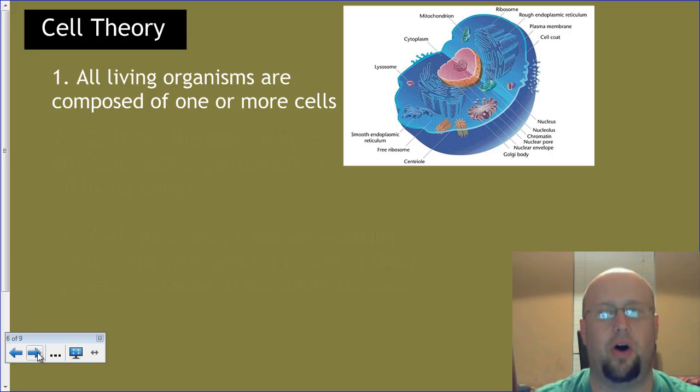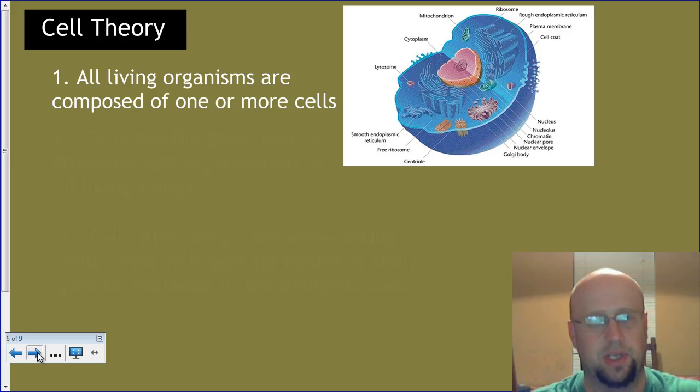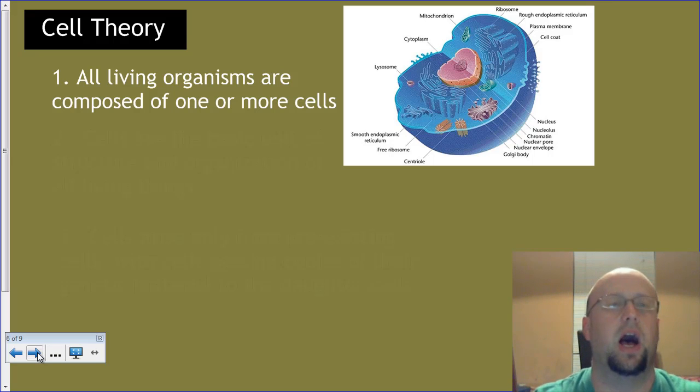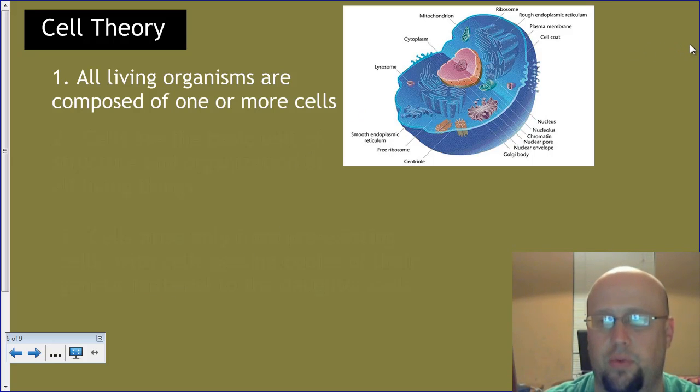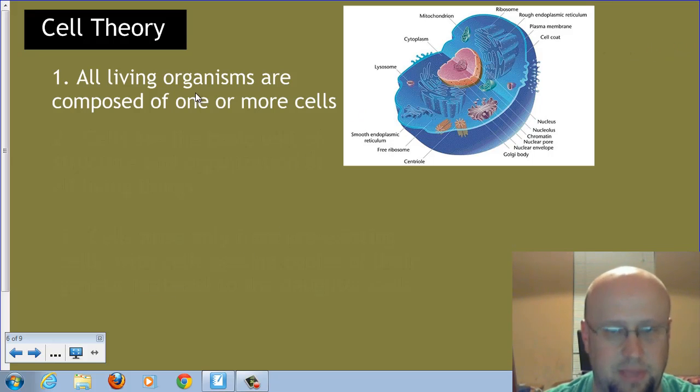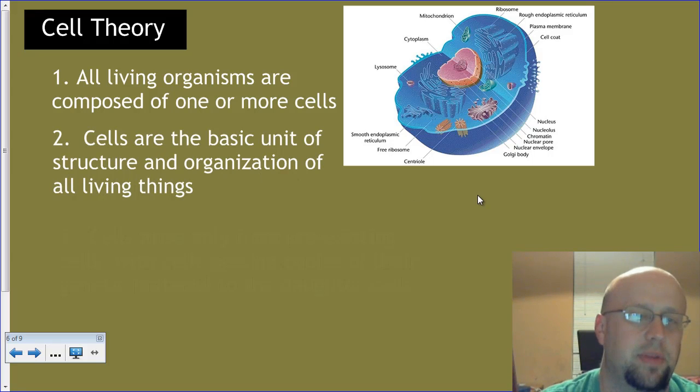And so all of it basically boils down to, in some way, these 3 points of cell theory. The first one is that all living organisms are composed of one or more cells. Okay, that seems to make pretty good sense. The second one almost seems redundant.